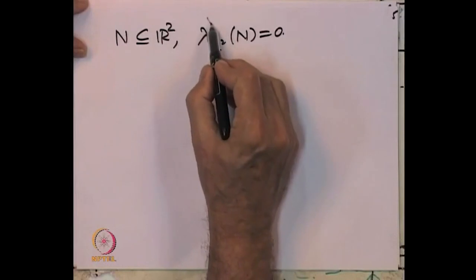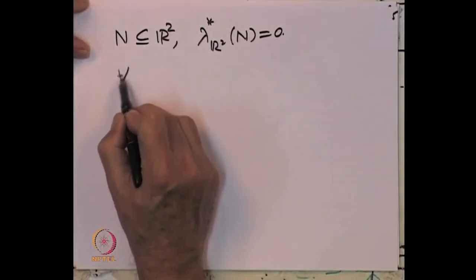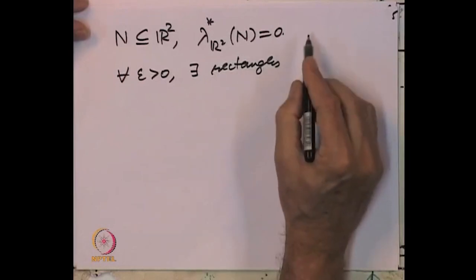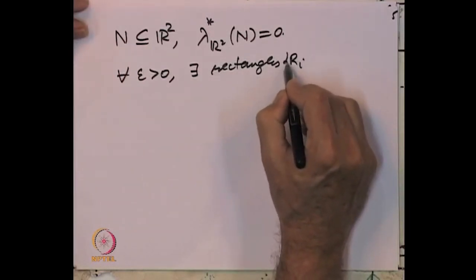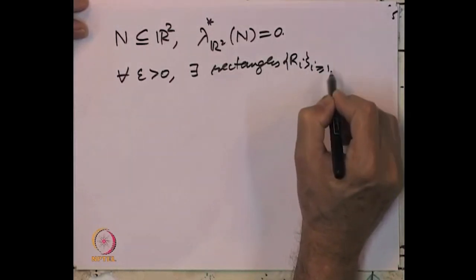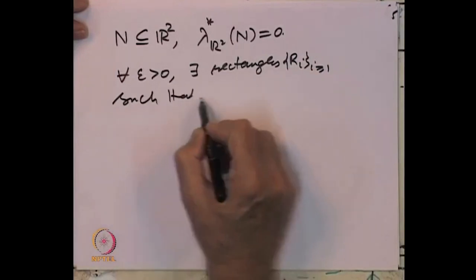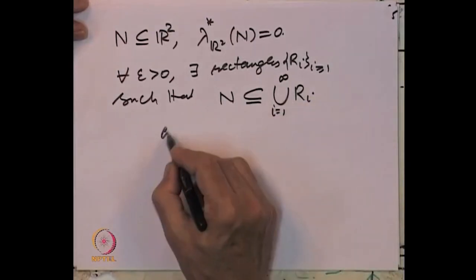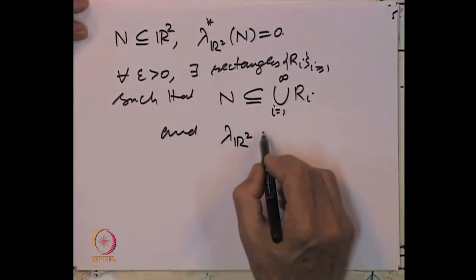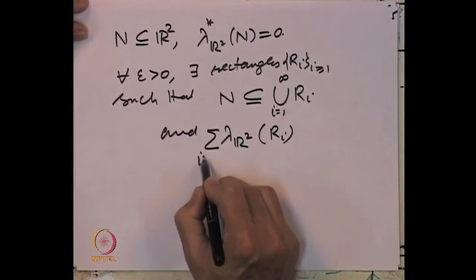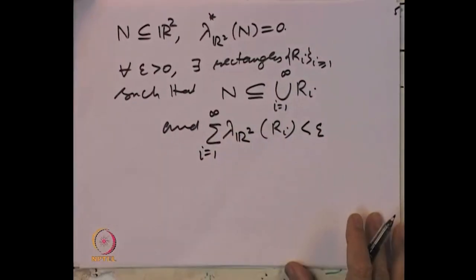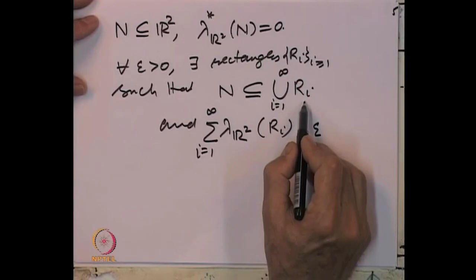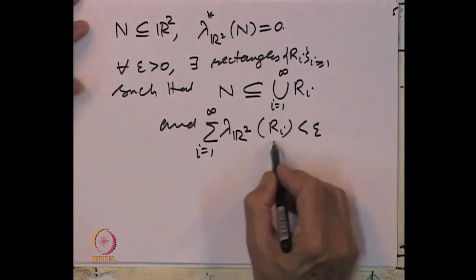But saying the Lebesgue measure of N is equal to 0 is the same as saying that for every epsilon bigger than 0, there exist rectangles R_i, i bigger than or equal to 1, such that the set N is contained in the union of these rectangles R_i, and the Lebesgue measure of the rectangles R_i added together is less than epsilon. So, saying a set is a null set is the same as saying it can be covered by rectangles such that the total measure of the rectangles put together is less than epsilon.